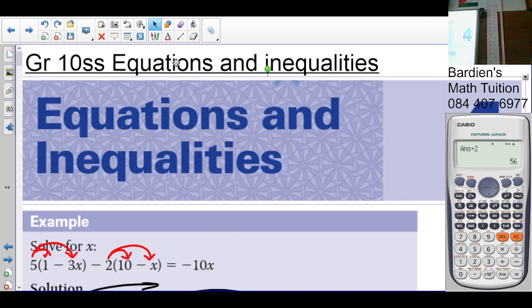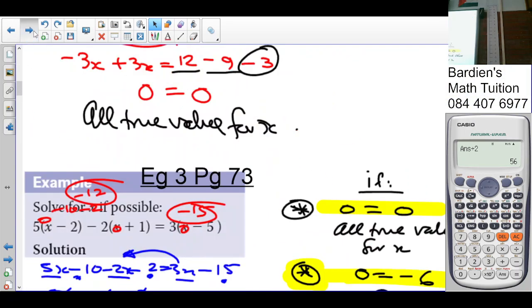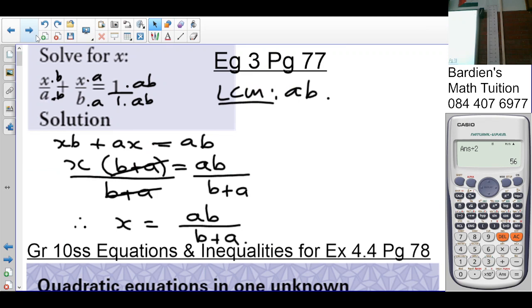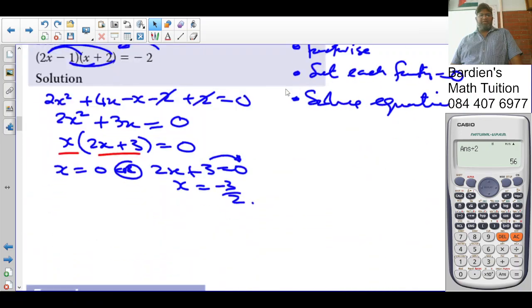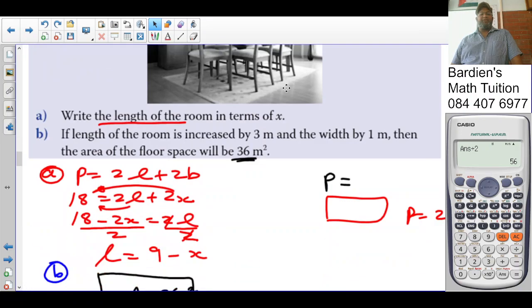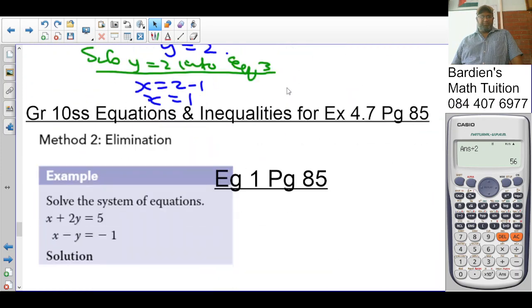So today we're looking at equations and inequalities. In yesterday's lesson we looked at simultaneous equations, correct? And for these simultaneous equations we used the first method, which is by substitution. Today we're going to look at simultaneous equations but dealing with elimination, okay, which is the second branch of this type.